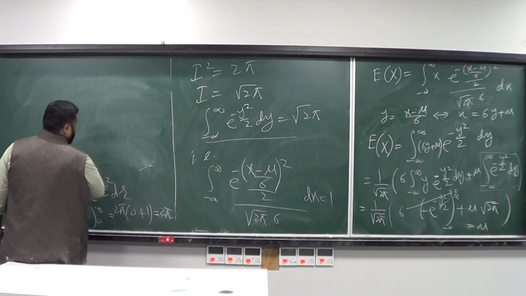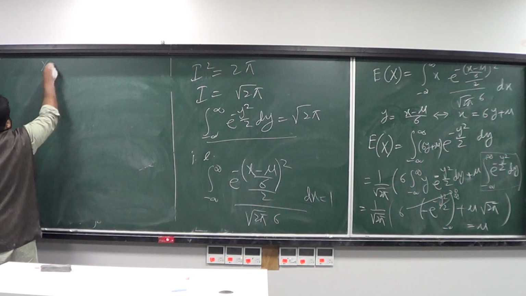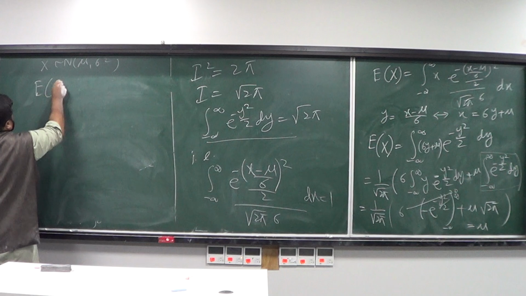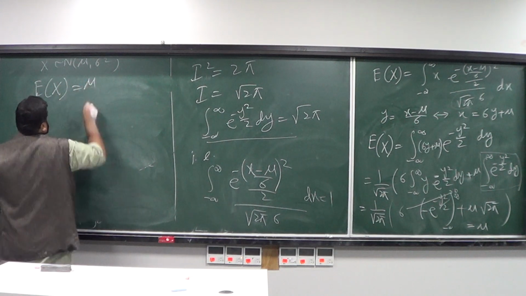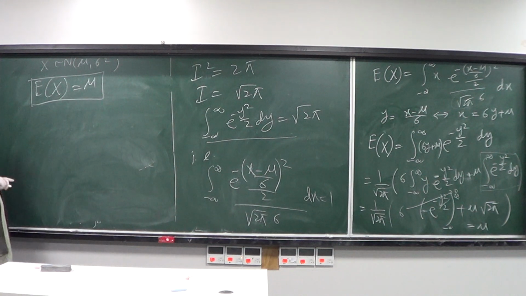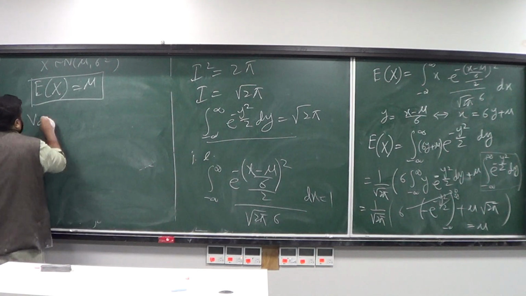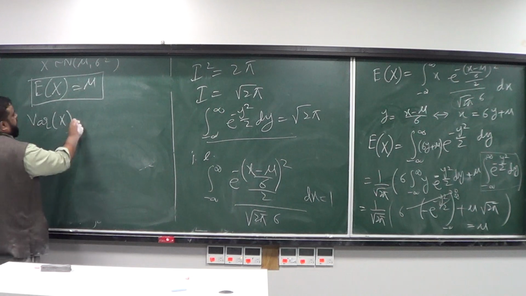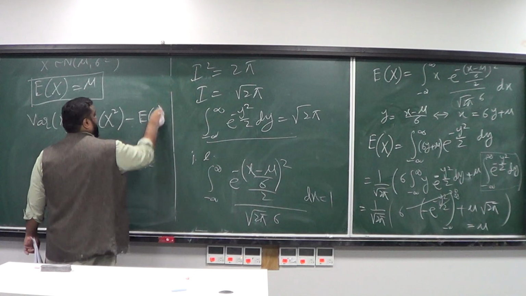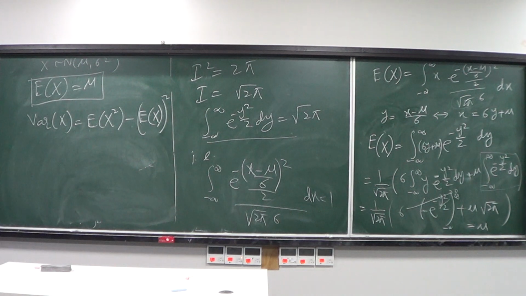So mu is really the first parameter of the normal distribution. What we just proved is that if x is normally distributed with parameters mu and sigma square, then the expectation of x is this parameter mu. Okay, so we computed that expectation. Now let's compute the variance of x. We know that the variance of x is the expectation of x square minus the square of the expectation of x.